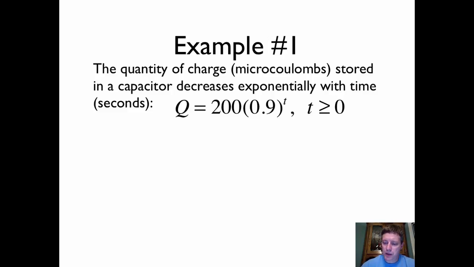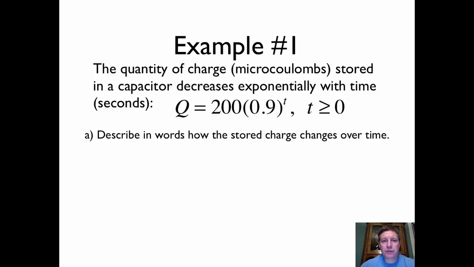And so a couple of the questions that you might be asked over stories like this. First of all, describe in words how the stored charge changes over time. Well, if you look at the growth factor, this is what's going to tell you how it's changing. Remember, the 200 kind of tells you where it's starting, but this is going to tell you how it changes. And so we know that as seconds pass, every time 1 second goes by, it's only going to have 90% remaining. So how would we describe that in words?